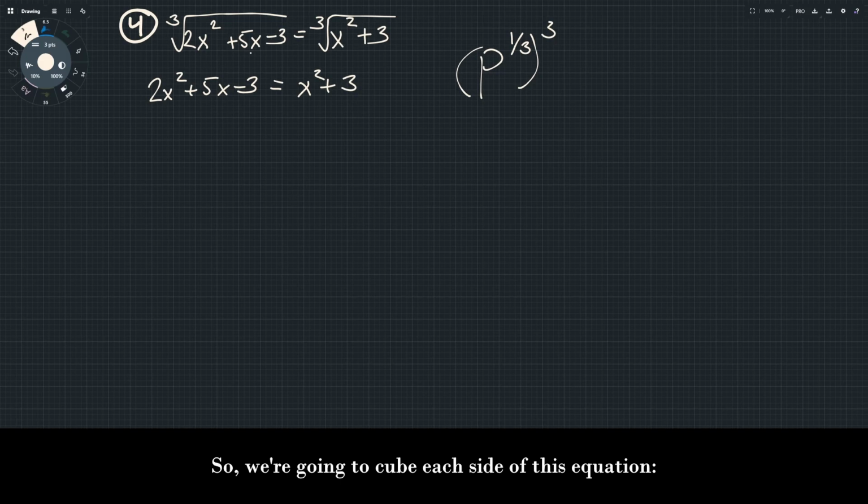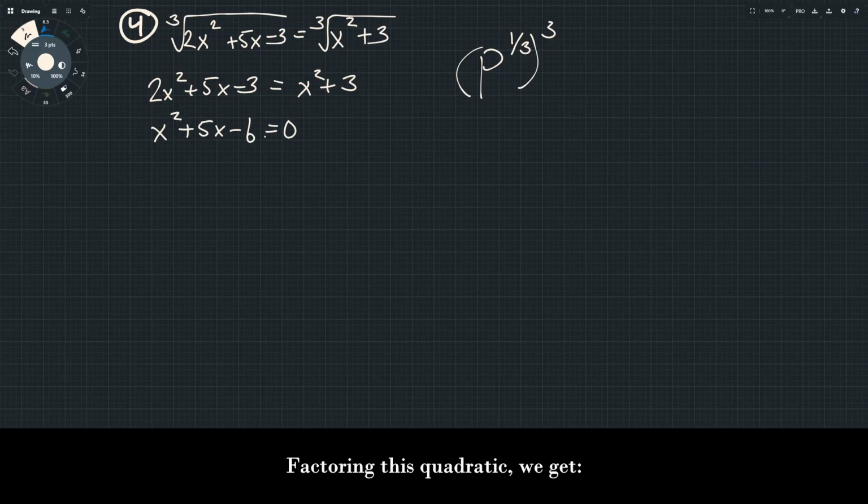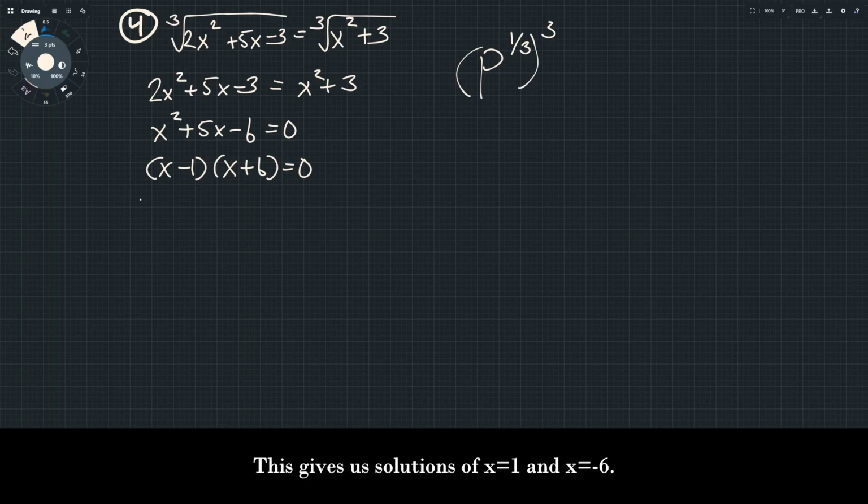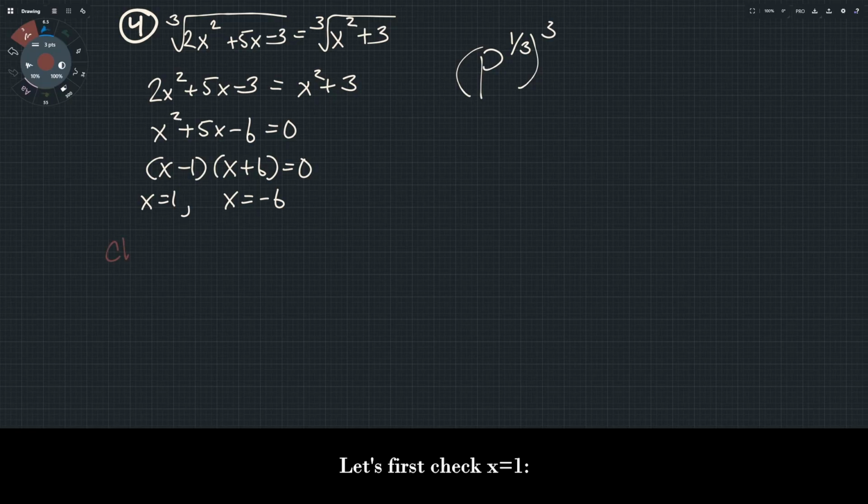Simplifying and setting the equation equal to 0, we get x squared plus 5x minus 6 equals 0. Factoring this quadratic, we get x minus 1 times x plus 6 equals 0. This gives us the solutions of x equals 1 and x equals negative 6. Let's first check for x equals 1.